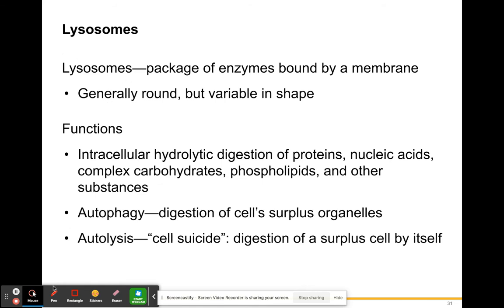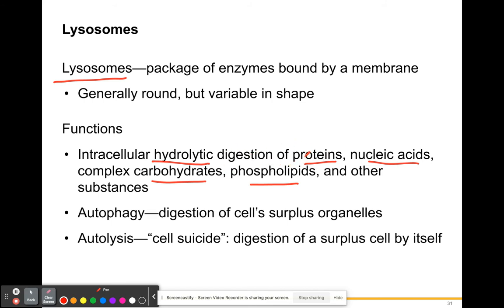Okay. Lysosomes are tiny little organelles that are pretty much like the garbage men of the cell world. What they do is they break up and digest waste products within the cell, right? So they contain what we call hydrolytic enzymes. And those hydrolytic enzymes are very acidic, very strong acids. And these strong acids are going to help to digest things like proteins, nucleic acids, carbs, phospholipids.